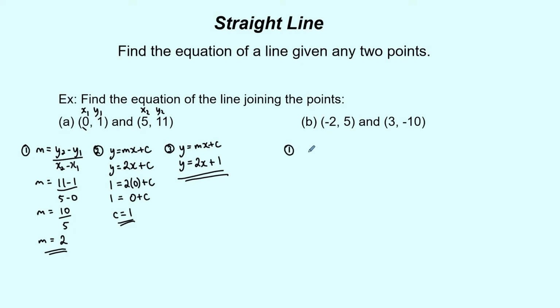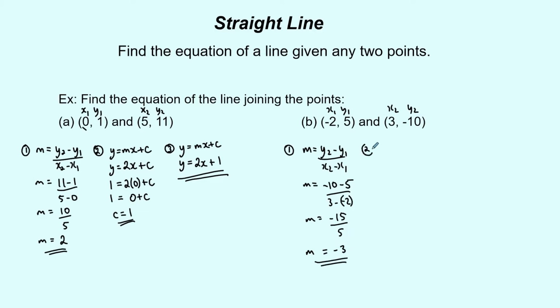Again, first step, find the gradient. So gradient formula, label your coordinates, pop the numbers in the correct place. So negative 10 minus 5 on top, 3 minus minus 2 on bottom. That's minus 15 on top over 5 on bottom. So we've got a negative gradient here. That's going to give us negative 3.